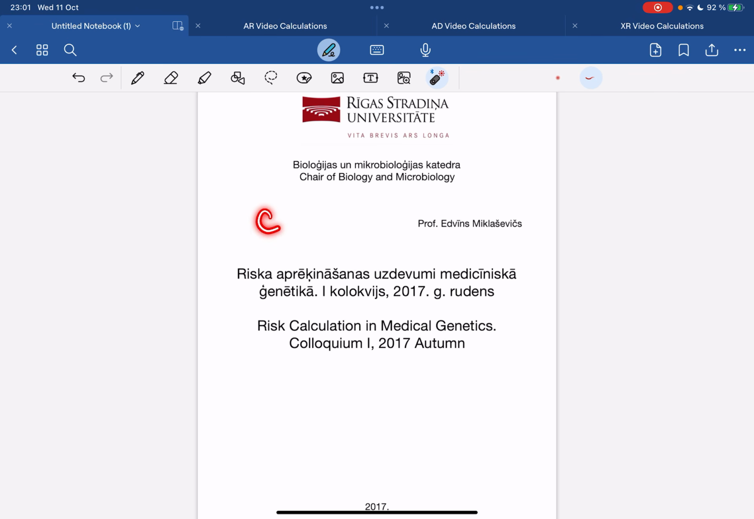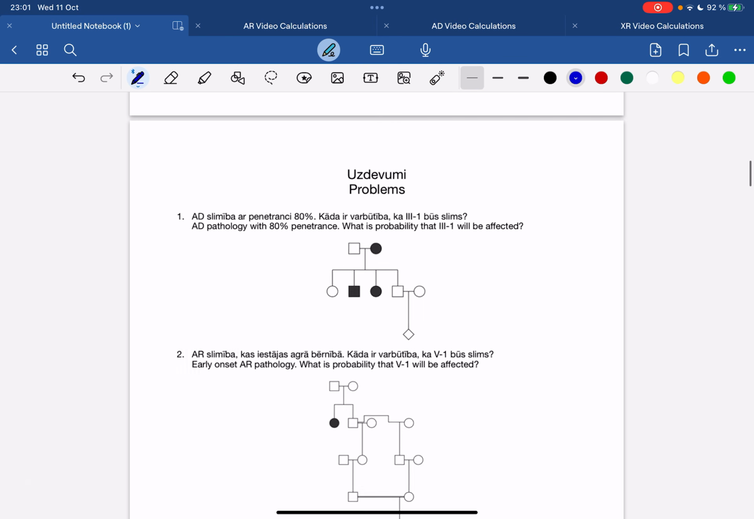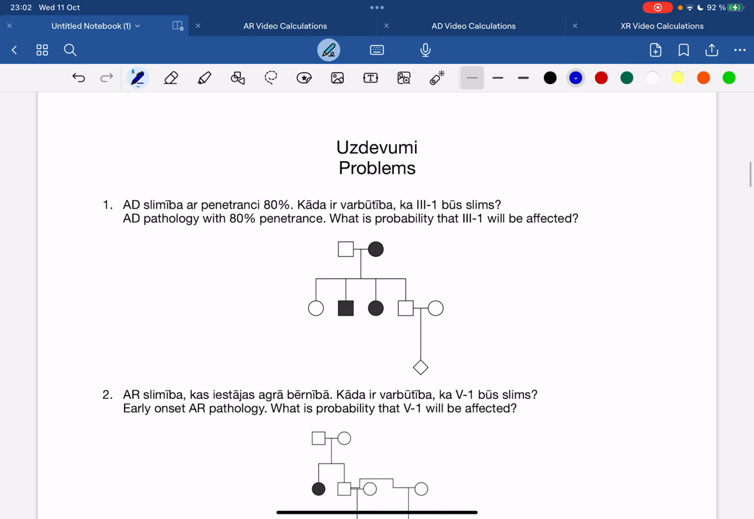It's for colloquium 1. You can see it right here. It's named Risk Calculation Medical Genetics for Colloquium 1, 2017. So this is a good document if you want to practice for Colloquium 1, since it has all three of the pathologies, and therefore you will get more of a grasp of what is waiting for you. Right, let's start with the first one.